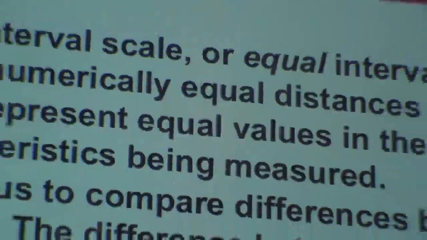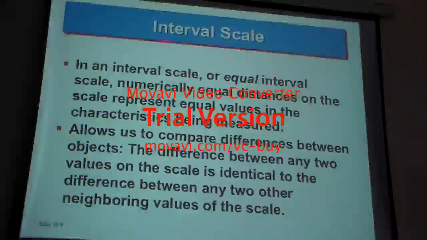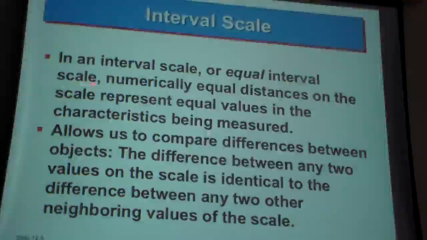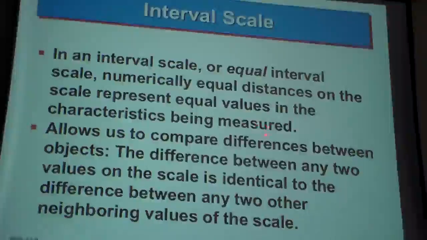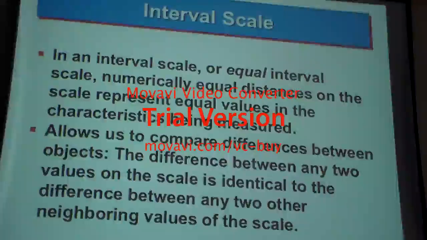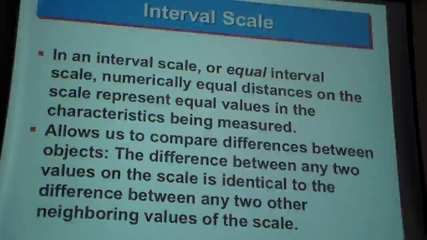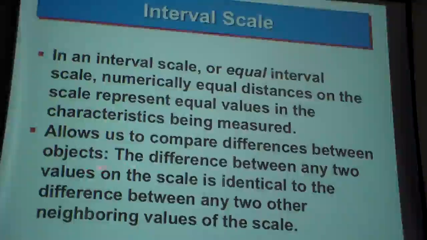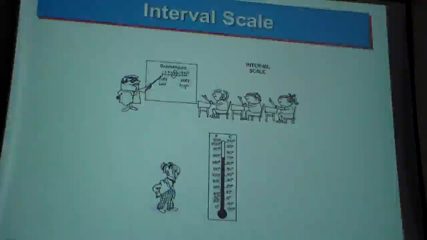Okay, the third one is the interval scale. In an interval scale, sometimes also called equal interval scale, numerically equal distances on the scale represent equal values in the characteristics being measured. If you have a characteristic or attribute that you want to measure, the equal distances between two points on the scale represent equal values. This allows us to compare differences between objects. The difference between any two values on the scale is identical to the difference between any other two neighboring values on the scale.